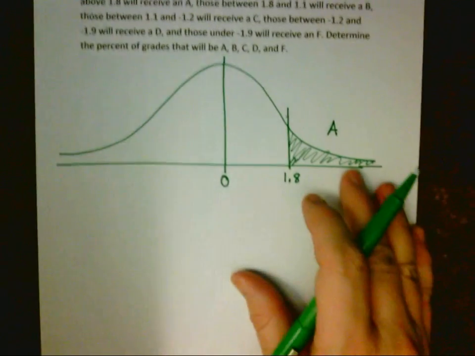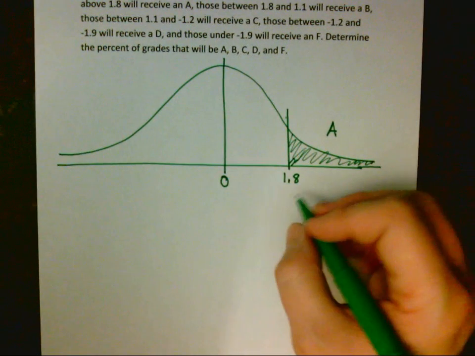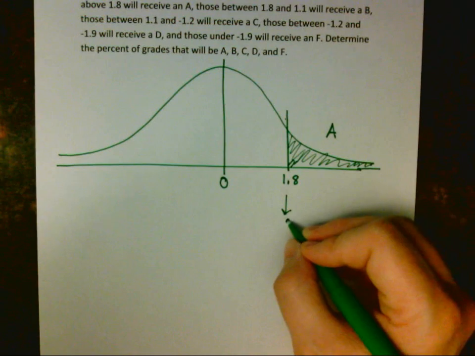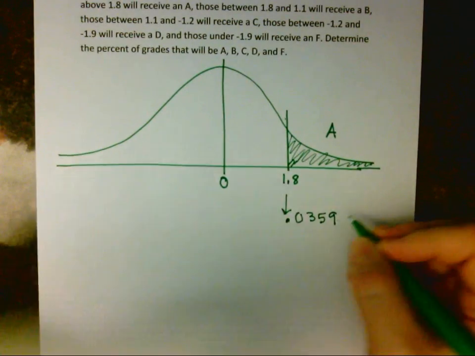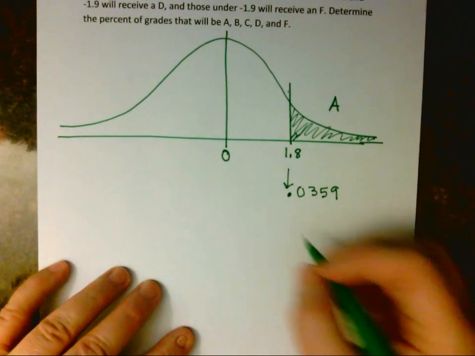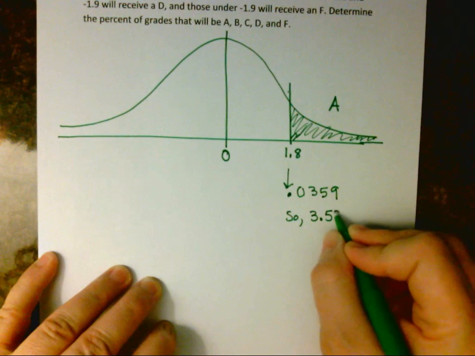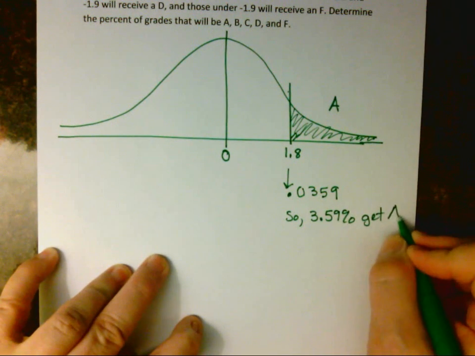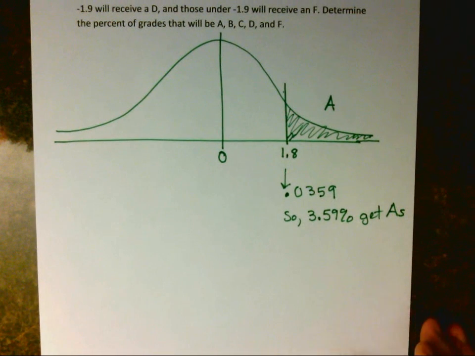So negative 1.80, and I will look this up for you, and you can trust me that I'm looking it up correctly. When I look it up, I'm going to get 0.0359. So 3.59% get A's. So far, so good.